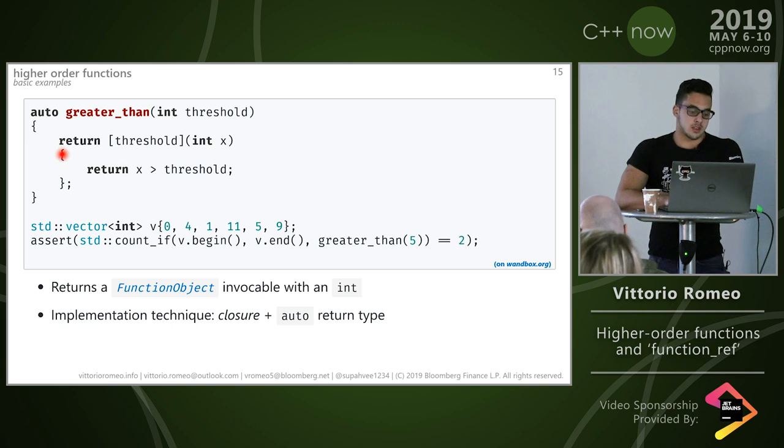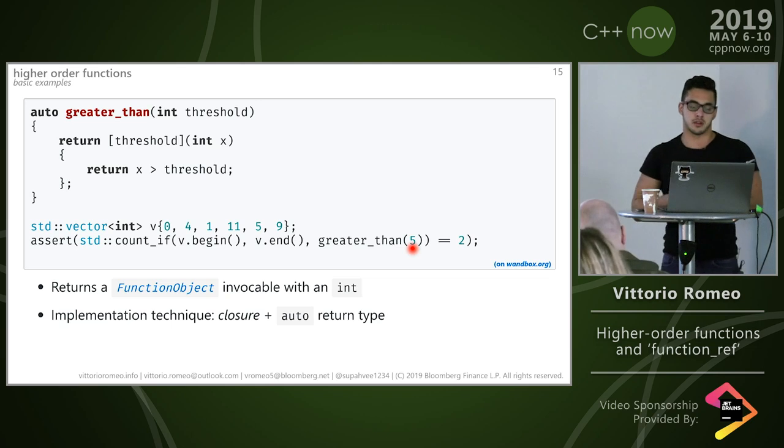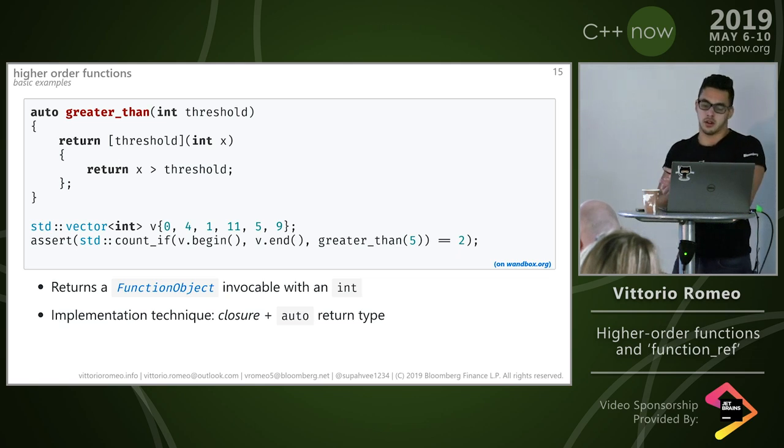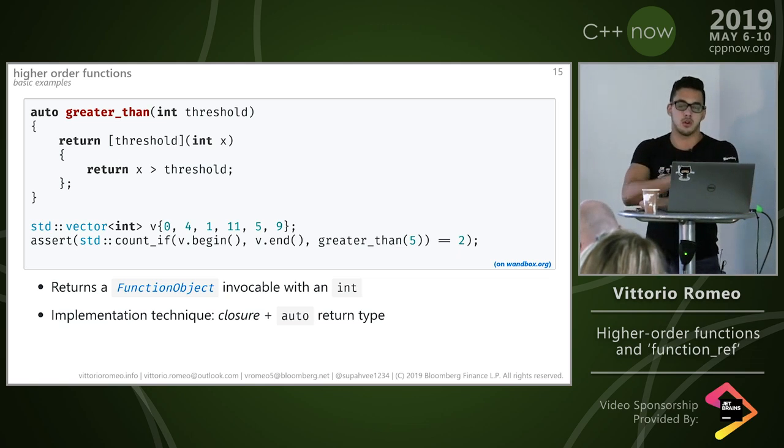One way we could use this is in conjunction with an std algorithm. So we could say std::count_if over a bunch of numbers, and then we create our predicate on the spot by saying greater_than(5), and this will return the closure that is the predicate to the algorithm. And in this case, our result will be 2. So again, this is a second kind of higher order function. It returns an invocable that is our predicate, and we're using lambdas and auto return type to implement this, but we do have other choices.